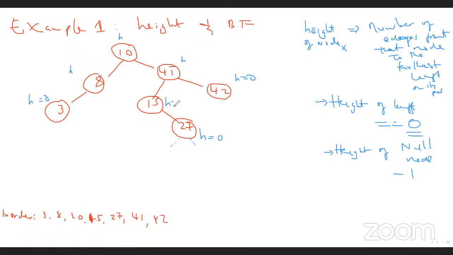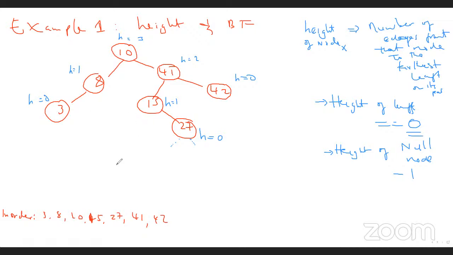So what is the height at 15? Remember what we said? Height of a node X is the number of edges from that node to the farthest leaf on its path. So what's the height of 15? That should be 1. What's the height of 41? 2. Yeah, because there are 2 edges from 41 going all the way to 27. Height of 10? 3. Yeah, because there are 1, 2, 3. Height of 8? 1, and height of 3 is 0.